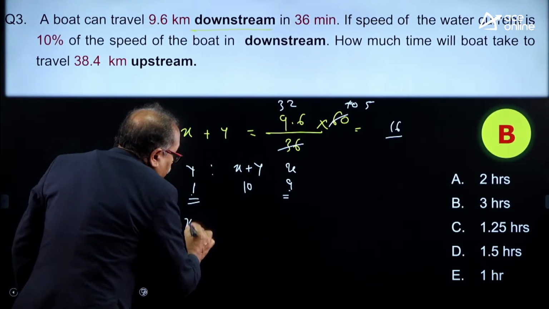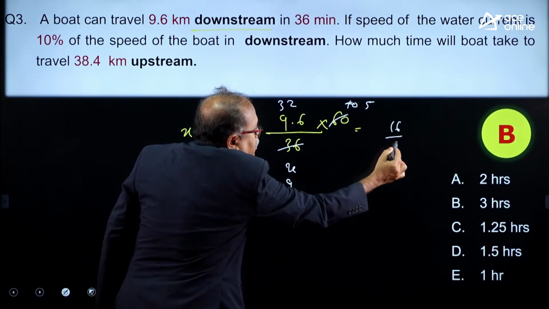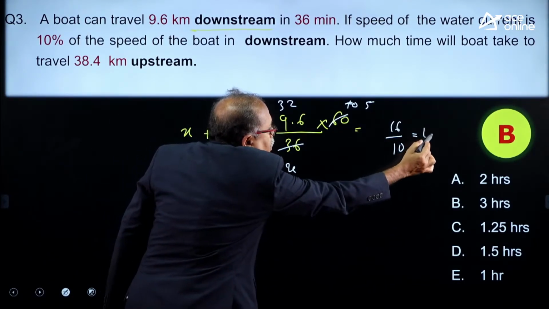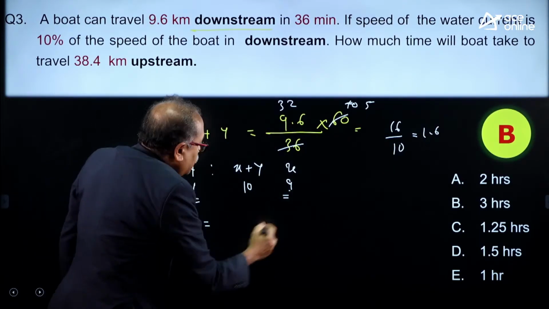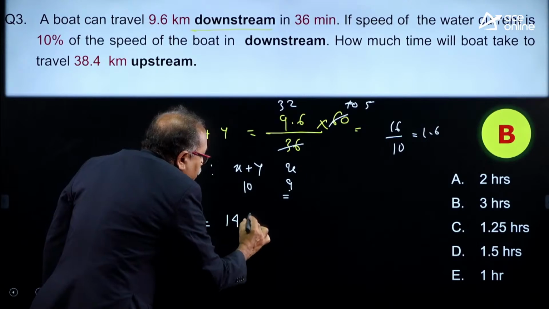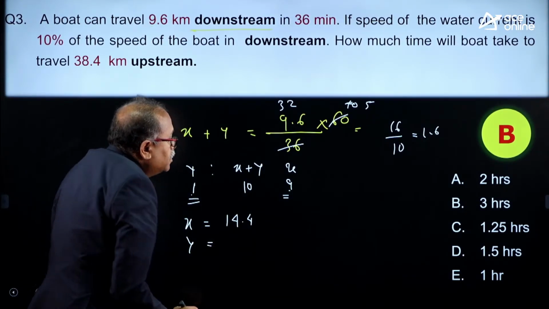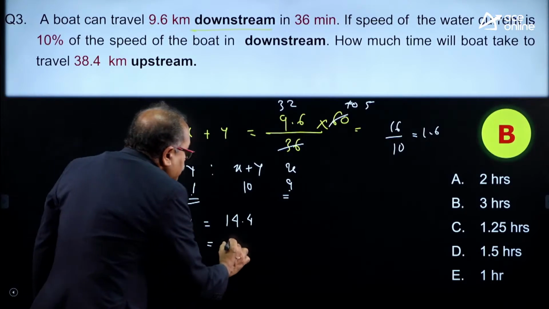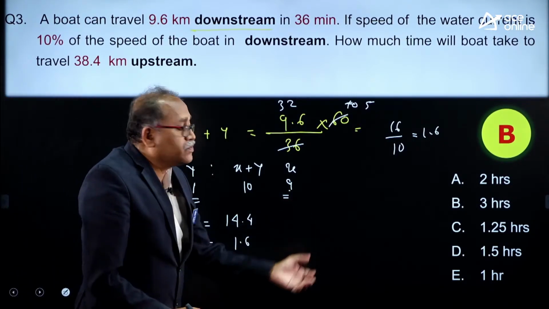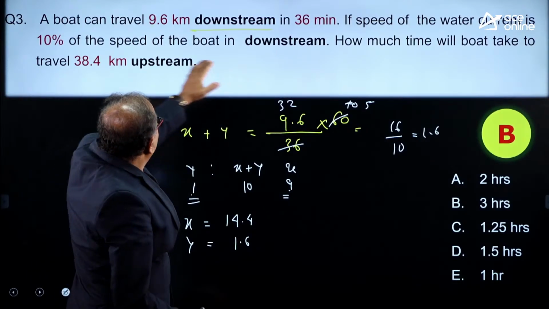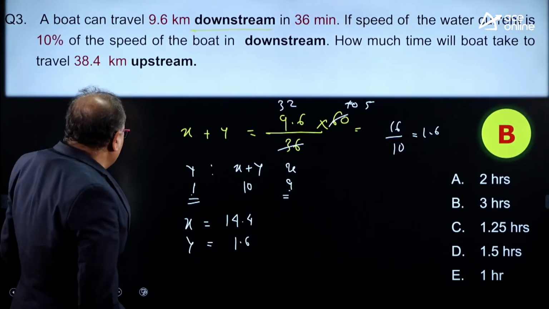x is equal to 16 divided by 10, I am getting 1.6, and 1.6 into 9 comes to 14.4, and the same way I am getting y, which will be 1.6. If you are adding up, you are getting total 15 plus 1, 16. Let us answer the question, this many kilometers, how much time will it take.